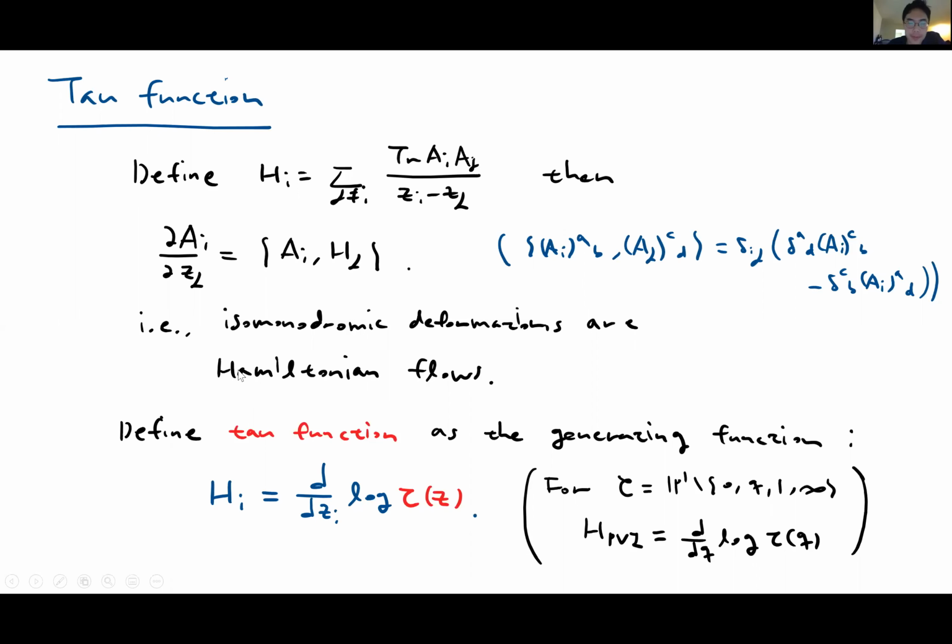And then we define the tau function of the isomonodromic problem as a common generating function of those Hamiltonians. So it means the H_i here is the z derivative of a common function, log tau.